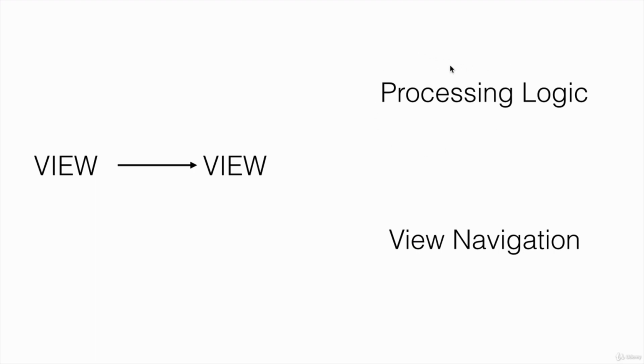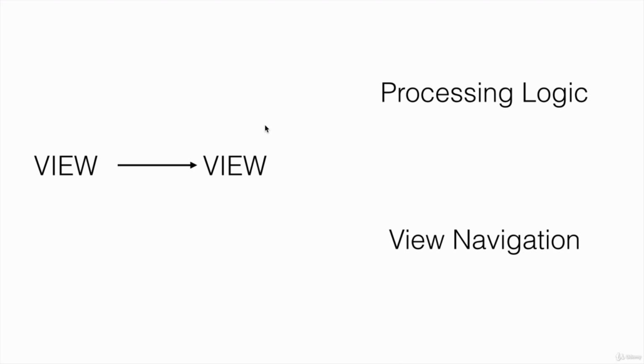So our business logic and the view navigation piece, which is the second piece, will also be duplicated across these views. So the view navigation is the piece which tells which is the next view that should be served to the user. So that logic will also be duplicated and our views will become very cumbersome to maintain.